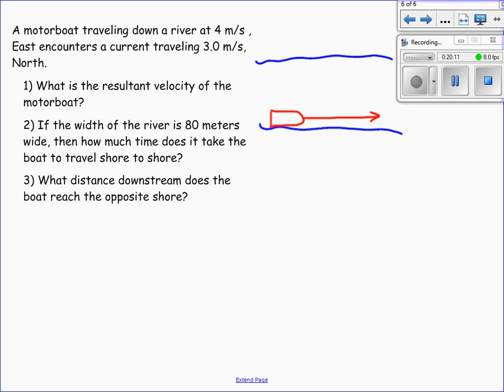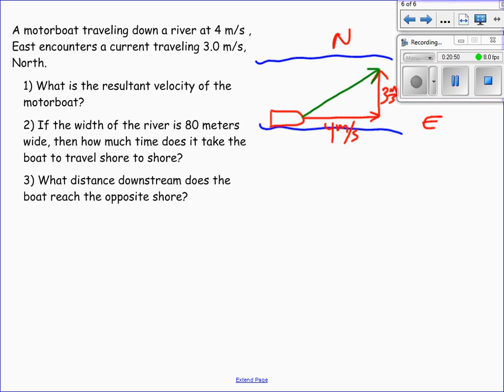And what's happening is there is a current that is traveling north. So this is east over here, and north would be up here. So there is a river current that's pushing, you're told, in the north direction. All right, the first question says, what is the resultant velocity of the motorboat? All right, so we know that the motorboat has its own velocity of 4 meters per second going in the east direction, but the river is pushing 3 meters per second in the north direction. So the resultant would be a little bit like this, and it would be in the upper region. It'd be going up and to the right.